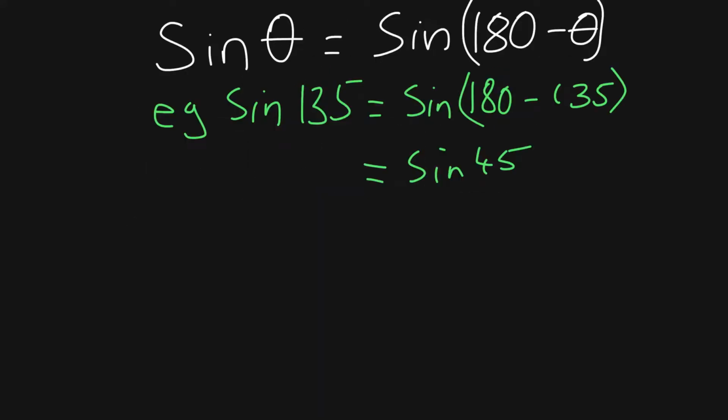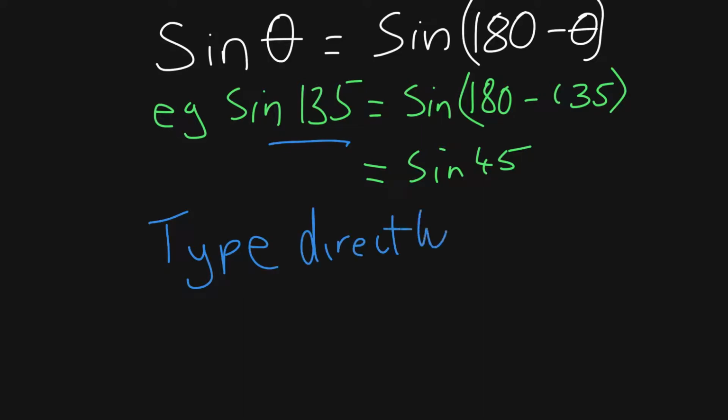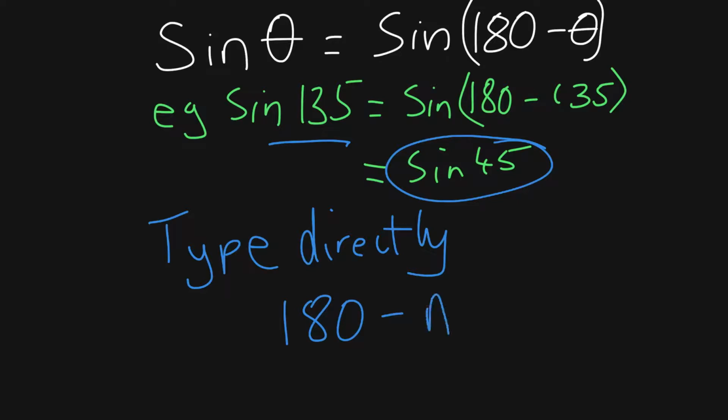So with sine, we've got 135 degrees. To work out the actual value, we can type that directly into the calculator, and we should get the answer that we expect. If we don't, we might get the same answer as sine 45 if we're trying to find an angle. We just have to do 180 minus our answer to find that angle. That's only when we're finding an angle.